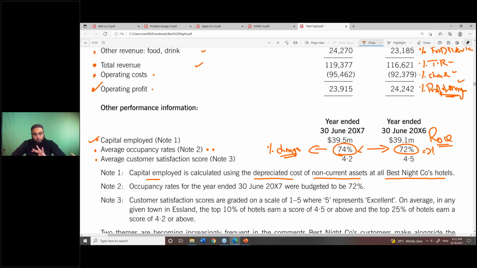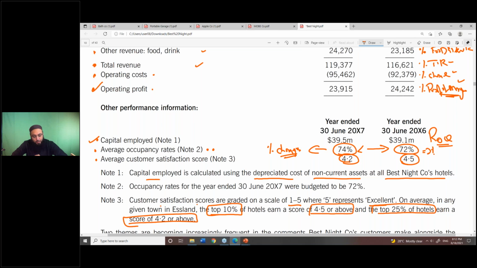So I'll work out one more ratio. That's fine. These are satisfaction scores, so there's nothing much I can do for the satisfaction scores. It says customer satisfaction scores are graded on a scale of 1-5. 5 represents excellent. On average, in any given town in Estland, top 10 earns a score of 4.5 or above, and top 25 earns a score of 4.2 or above.